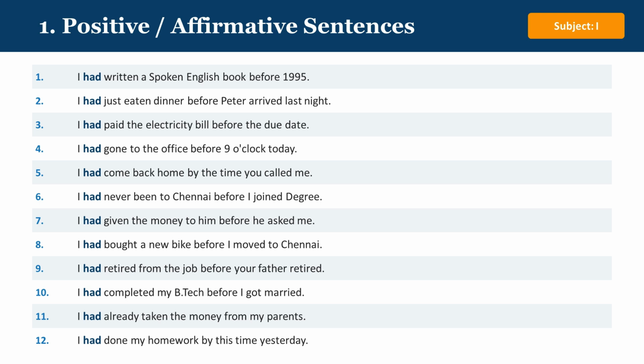Number 7. I had given the money to him before he asked me. Number 8. I had bought a new bike before I moved to Chennai. Number 9. I had retired from the job before your father retired. Number 10. I had completed my B.Tech before I got married. Number 11. I had already taken the money from my parents. Number 12. I had done my homework by this time yesterday. Notice that in every sentence, the word had is followed by the past participle form of the verb.